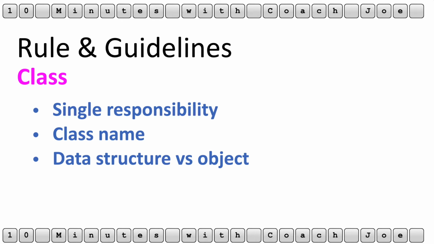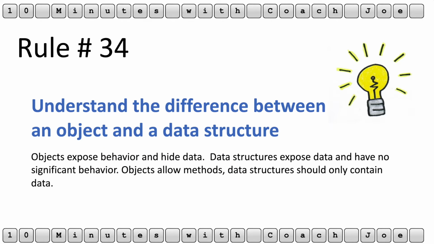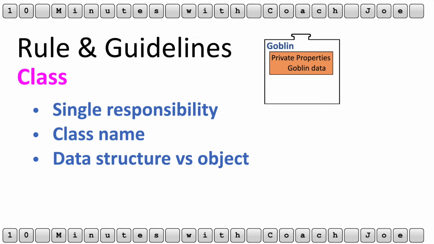The next rule or guideline is data structure versus object. Coach Joe rule number 34 states, understand the difference between an object and a data structure. Lesson 15 covered this topic in detail. Please review for more information. The purpose of a data structure is to organize data that can be passed around or managed as a single object with the use of properties and getter-setter methods. There should be few, if any, exposed methods.